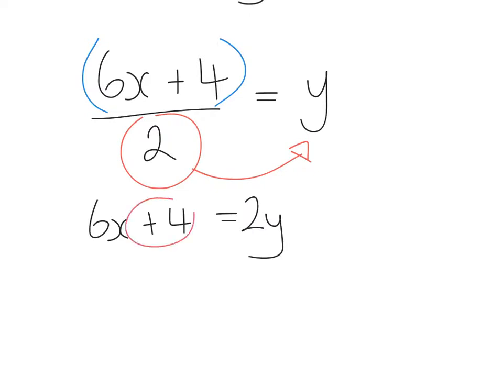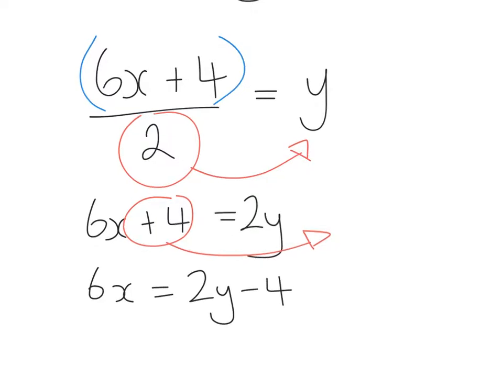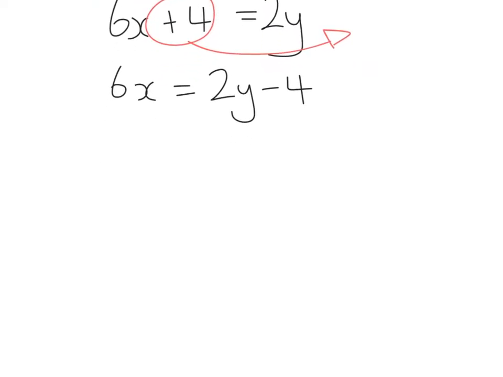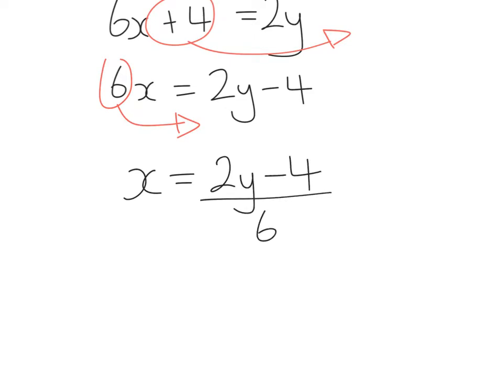Then we're going to move our plus 4 and it's going to become minus. So 6x equals 2y minus 4. And then finally this 6 is being multiplied by the x, it's going to go across, and whenever we change multiply, it becomes divide. So x equals 2y minus 4 all divided by 6. I'm going to do one last example, okay, before I go.